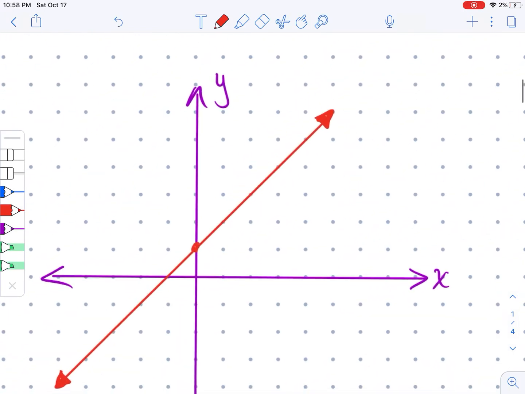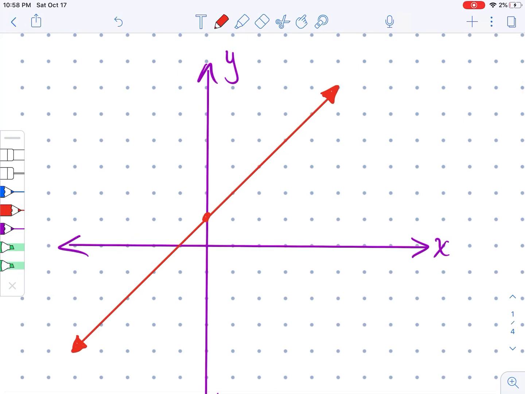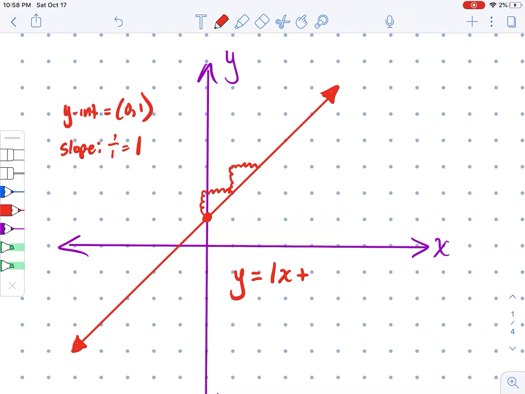Let's try another one. We're going to try to write the equation of this line. Again, first I'm going to start with my y-intercept. It's going to be this point (0, 1). My slope, I'm going to figure that out by counting. Let's start by going up 1 to the right 1, up 1 to the right 1. All right, my slope is 1 over 1, or 1. Now I want to turn that into an equation, so my slope is 1, and my y-intercept is 1. So my equation is y equals x plus 1.